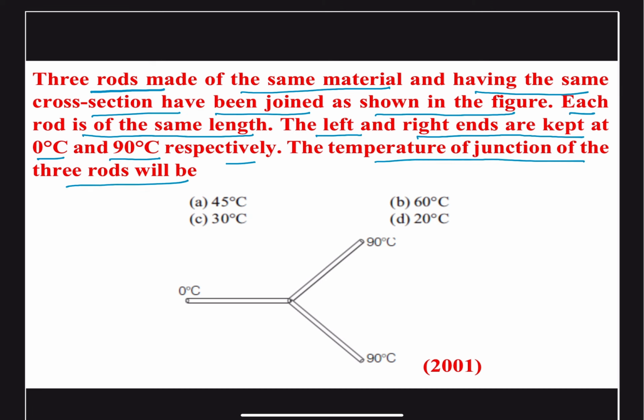So this is the given figure. On the left side we have a temperature of 0 degree centigrade, whereas the two rod ends on the right side both are at a temperature of 90 degree centigrade. And we have to find out the temperature of the junction. Let us call this temperature of the junction as Tj.